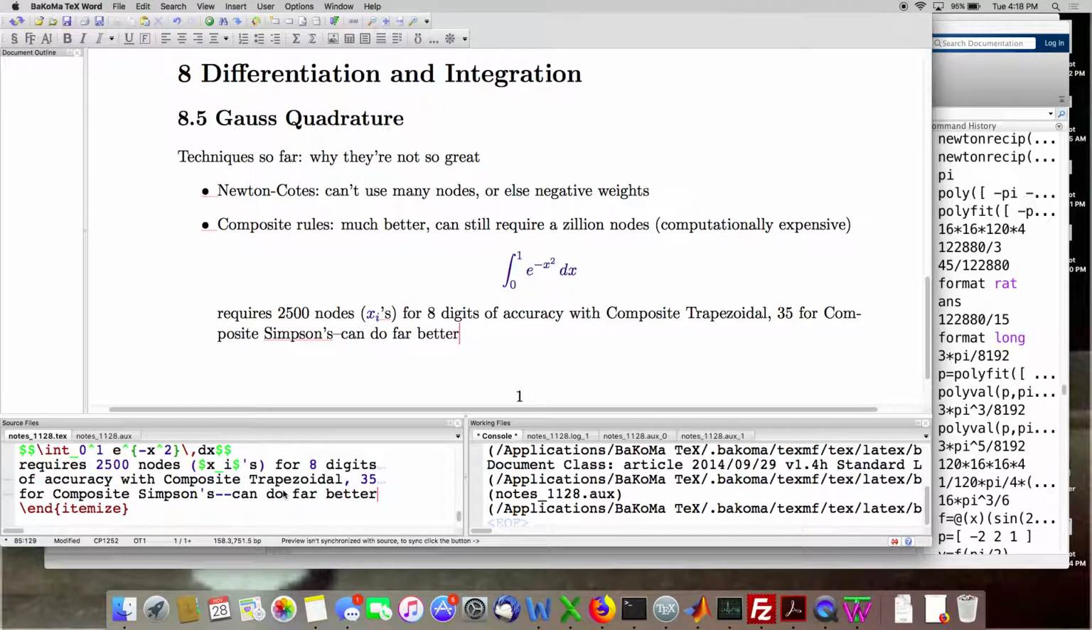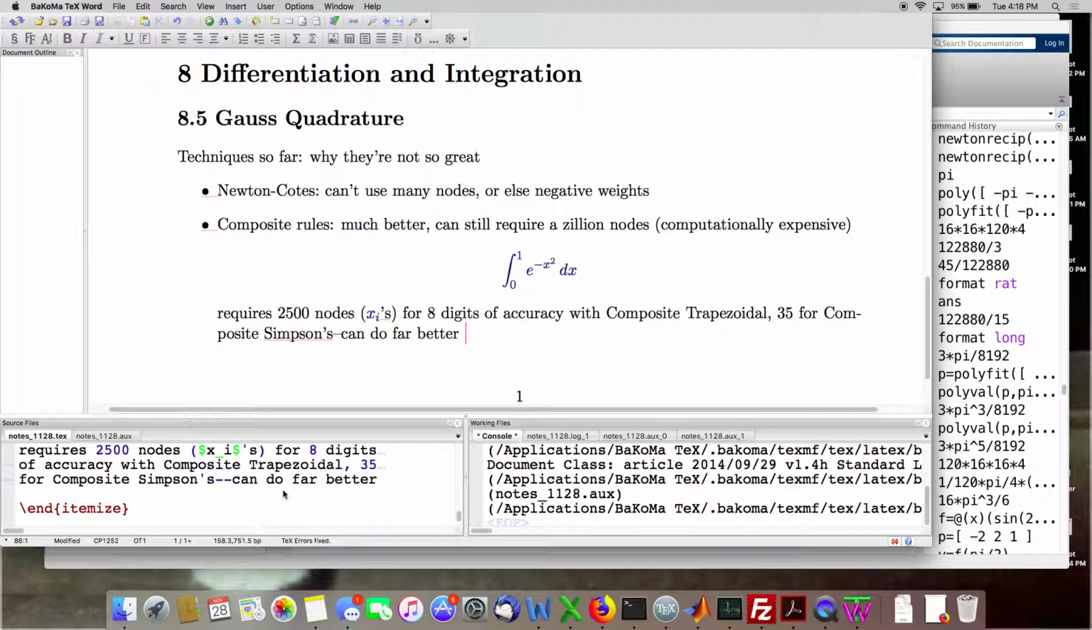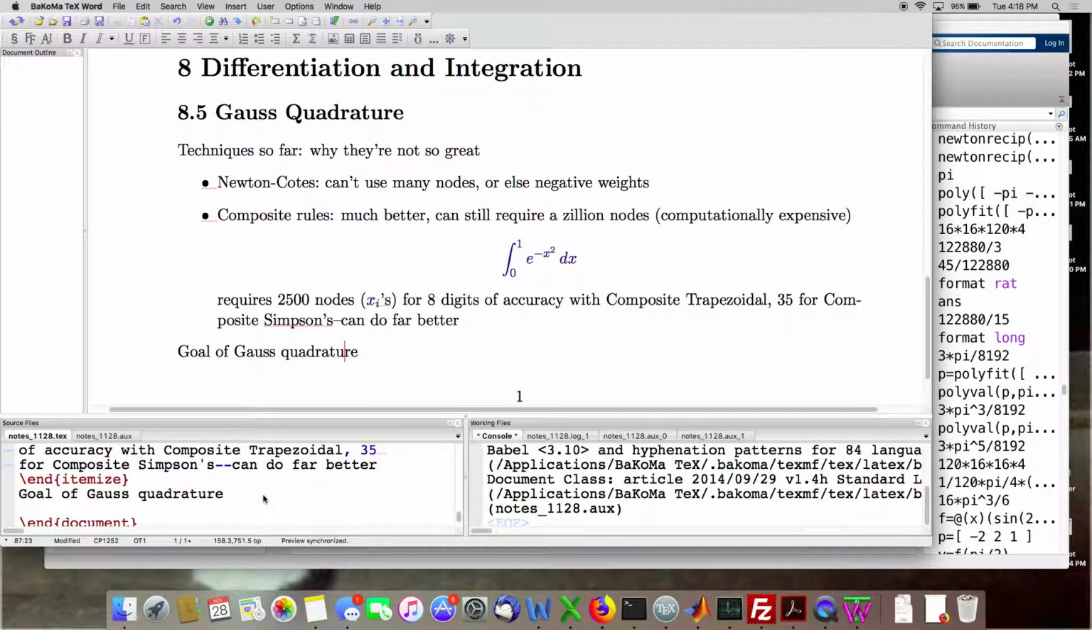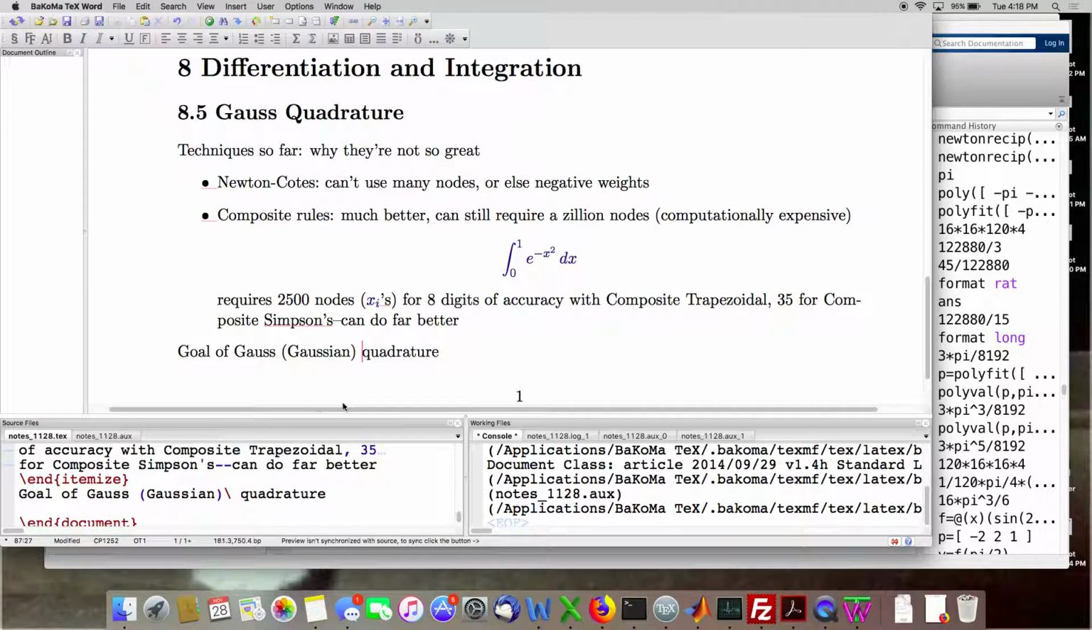We can still do far better than even that. Okay, so we're looking at a different approach, and the goal of Gauss Quadrature, and I found that many people refer to it as Gaussian Quadrature. Either name is fine.